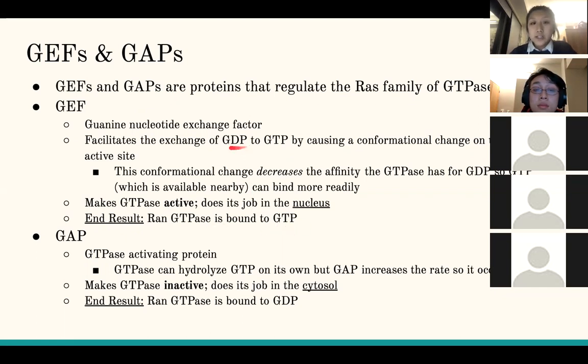So it used to be bound to GDP, but then GEF comes in to help it out, and the GDP filters out and GTP naturally filters in. That's one of the most common misconceptions. Students think that GEF changes something to make GDP turn into GTP, but rather it's a conformational shift. If the GTPase was first bound to GDP, then once GEF comes in, it causes the affinity, which we learned last week, between GDP and the GTPase to decrease. So it's going to let go of that GDP.